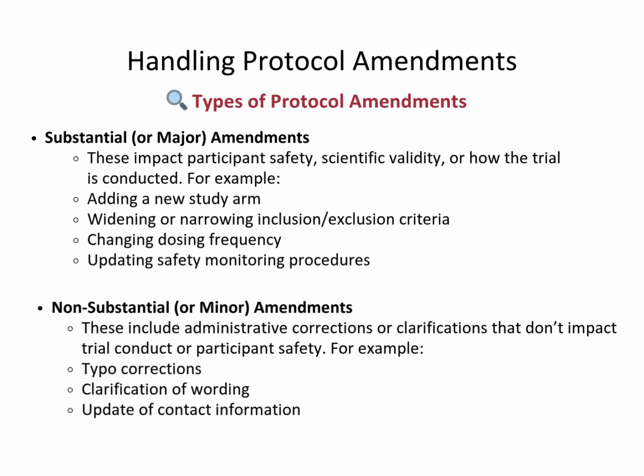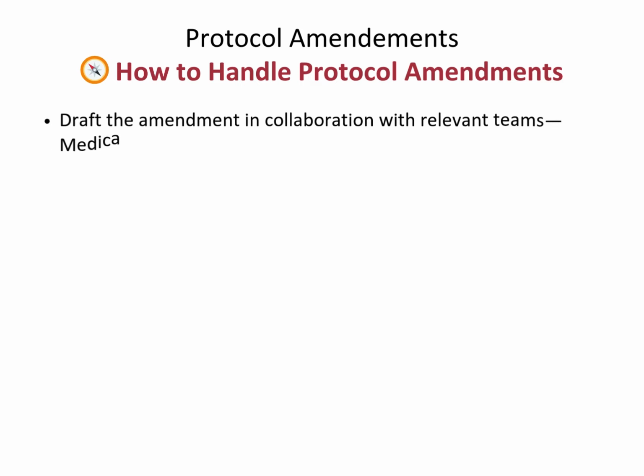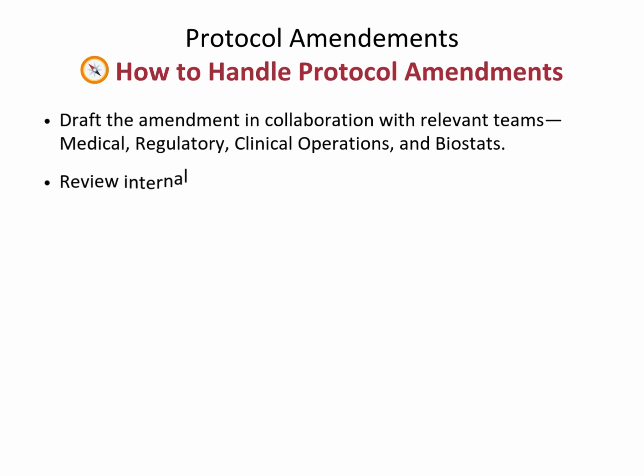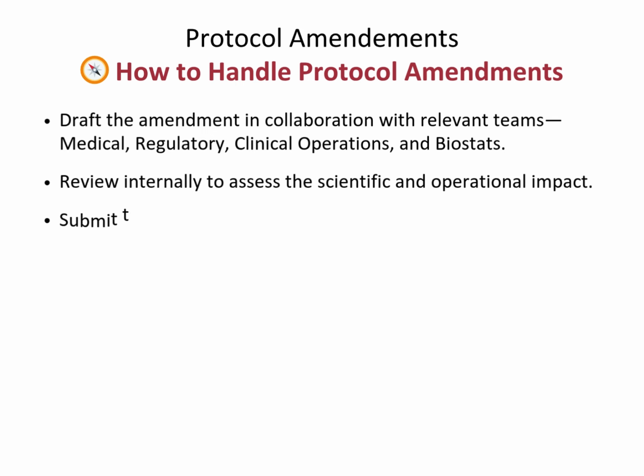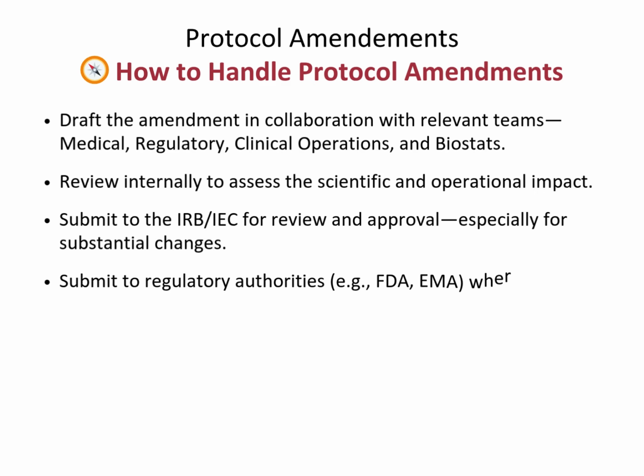So then, how to handle protocol amendments? Here's the standard process. 7 important steps, 1 through 7. 1. Draft the amendment in collaboration with relevant teams: medical, regulatory, clinical operations, and biostats. 2. Review internally to assess the scientific and operational impact. 3. Submit to the IRB/IEC for review and approval, especially for substantial changes. 4. Submit to regulatory authorities, e.g. FDA, EMA, where required.